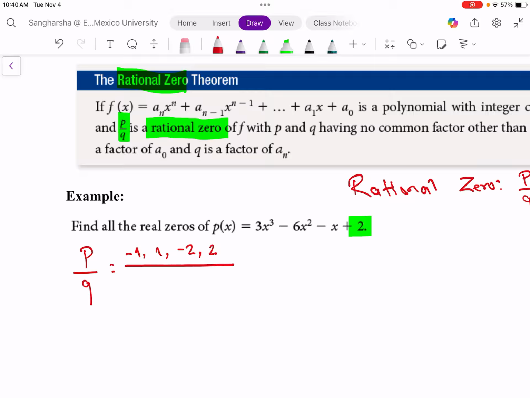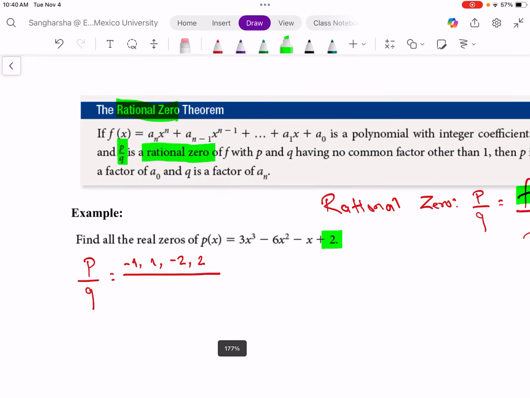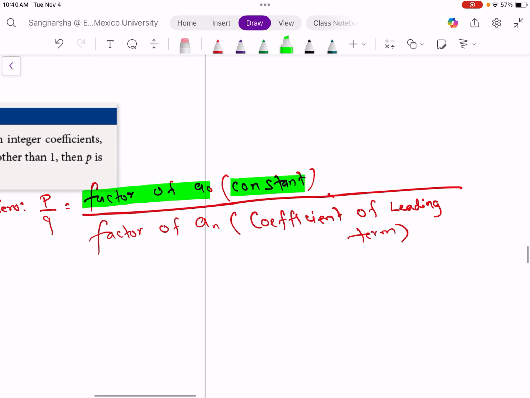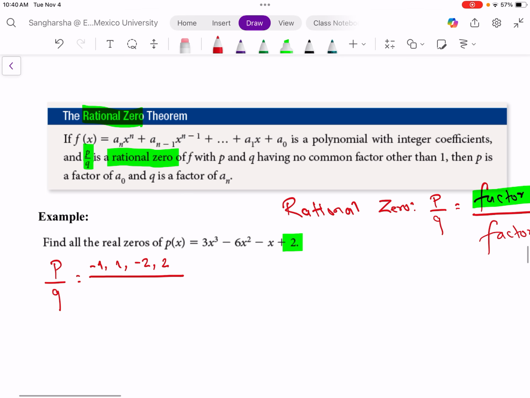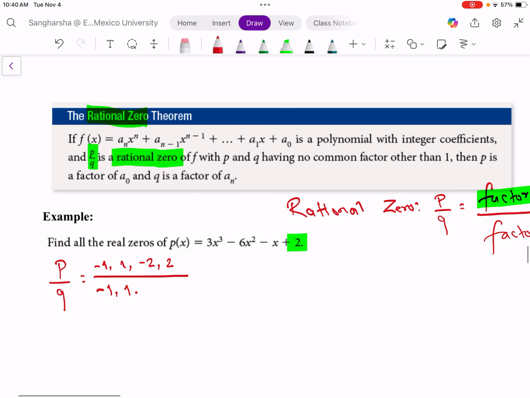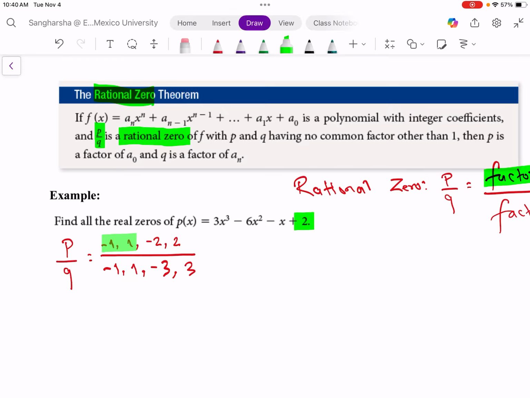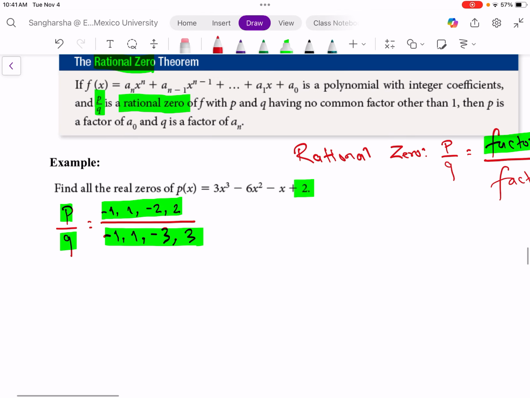Divided by q. Our q is a factor of the coefficient of the leading term. Now what is the coefficient of the leading term here? 3. And what are the factors of 3? You have to write down every number that divides positive 3, which is negative 1, positive 1, negative 3, positive 3. So here we have 4 options for p and 4 options for q. Now let's find p over q.